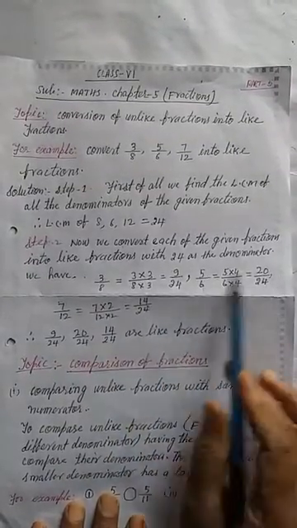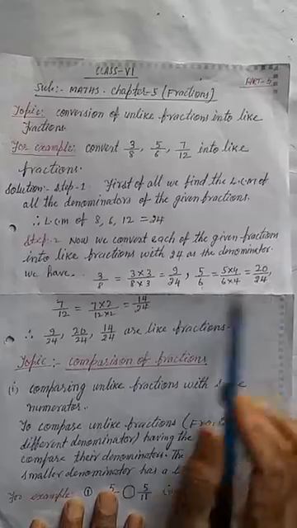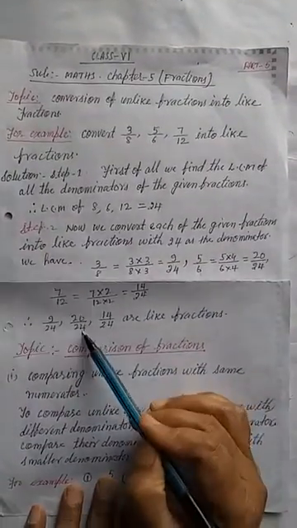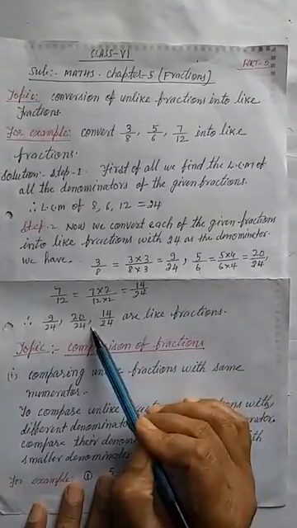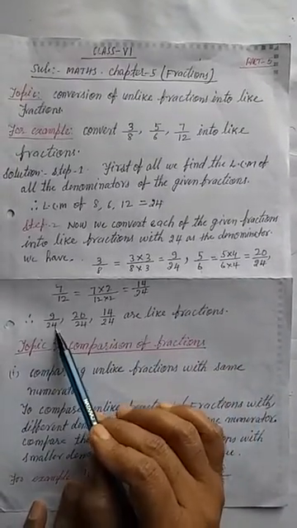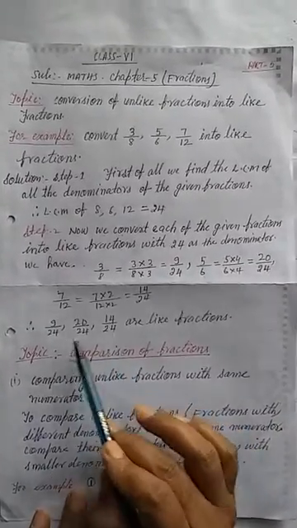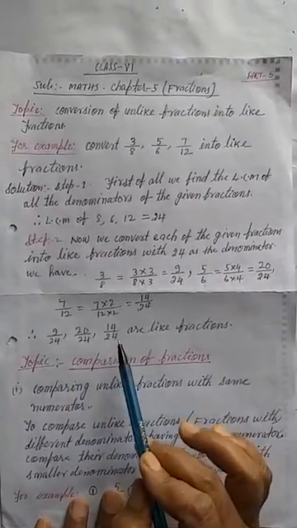Now by doing this, we write 9 upon 24, 20 upon 24 and 14 upon 24. Now you see, student, here 24, 24, 24 is the common denominator for each fraction. So this is called like fractions.